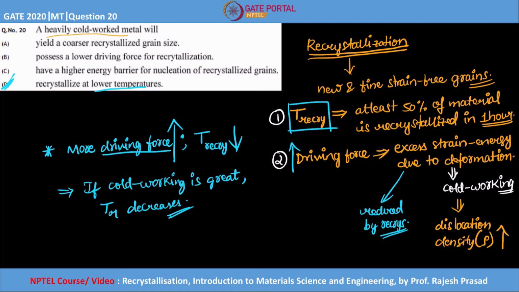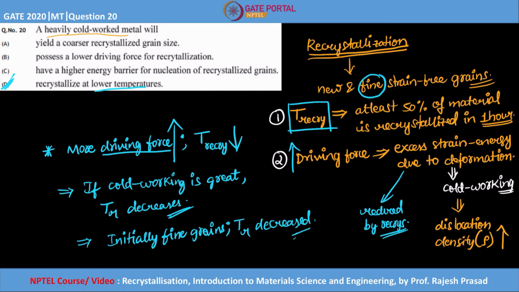Also here they are telling about grain size. The initial grain size also matters, because we are aiming for a very fine grain size as an output. If the initial grain size is smaller, the temperature TR can be decreased. These are some laws of recrystallization. Higher the cold working, lower is the recrystallization temperature. If the initial grain size is finer, the recrystallization temperature is lowered.